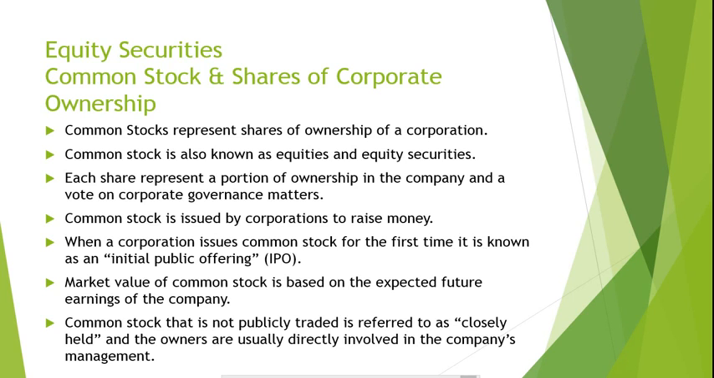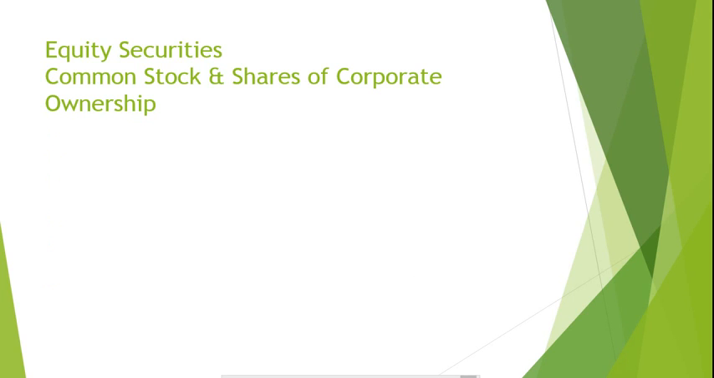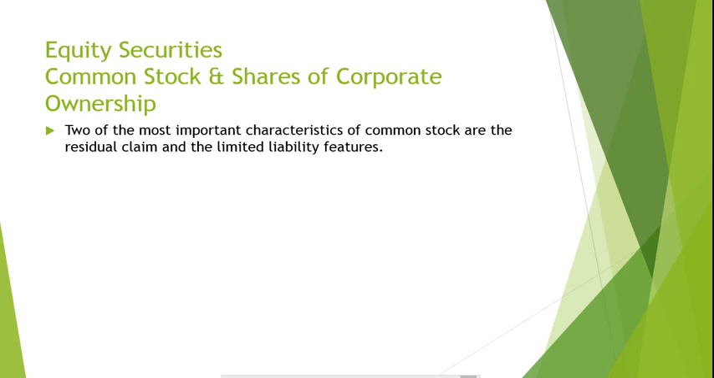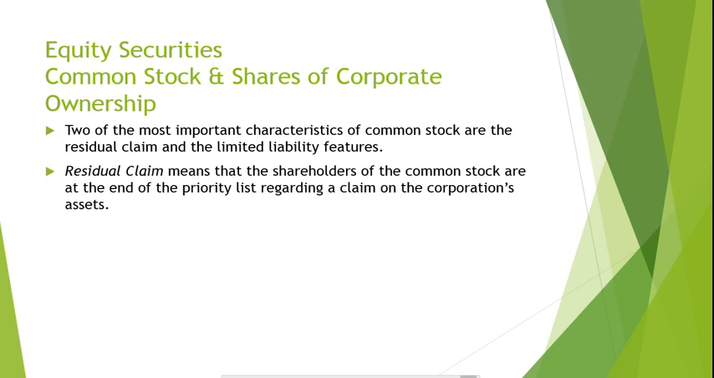Two of the most important characteristics of common stock are the residual claim and the limited liability features. Residual claim means that the shareholders of the common stock are at the end of the priority list regarding a claim on the corporation's assets. In the event of bankruptcy and liquidation, suppliers, tax authorities, employees, bondholders, preferred stockholders, and any other entity that is owed money by the firm will be paid before the shareholders of corporate stock.